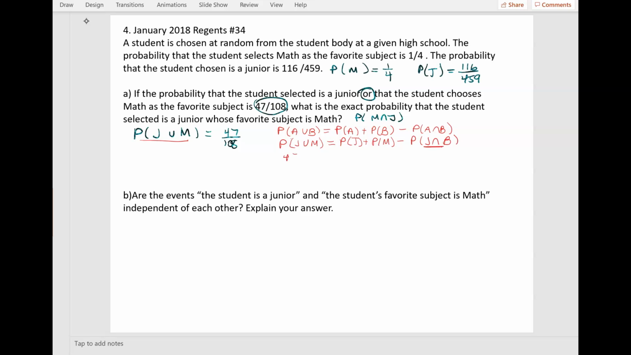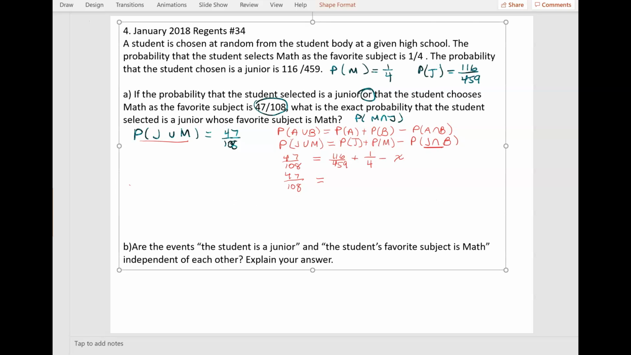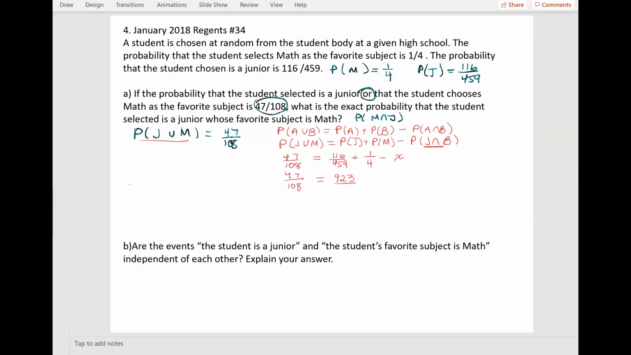So we know this is 47 over 108. The probability you're going to select a junior is 1/16 out of 459. The probability the person likes math is 1/4. And again, this is what we're solving for. So you could use a calculator to add the 1/16 over 459 plus 1/4. And when you do that, you get 923 out of 1836.